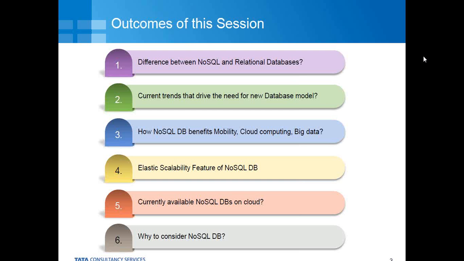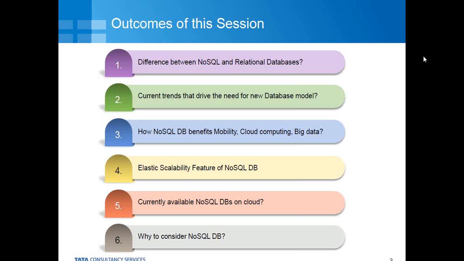The outcomes of this session: ideally after the session you would be able to understand the differences between NoSQL database and the relational database management systems, and the current trends that drive the need for the new database model, such as mobility, cloud computing, and big data, which are quite impacting the latest internet technologies. So we'll be looking at how these trends are looking at a new database model.